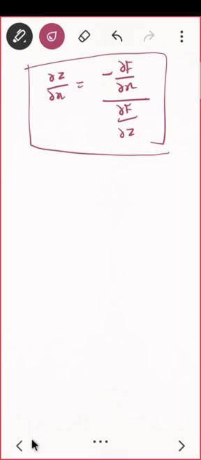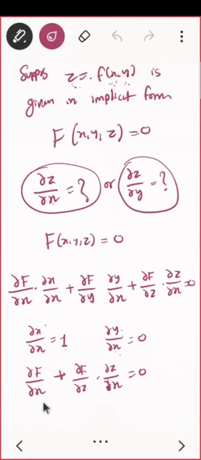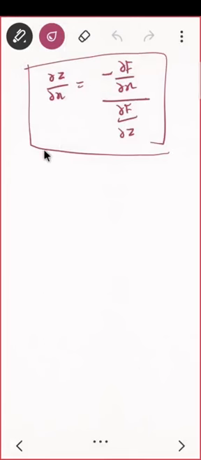Similarly, if you want to find dou z by dou y, what do you want to keep? From here, can you do that? From here only you can get that. So what will remain, 1 and 0? If you want to find dou z by dou y.